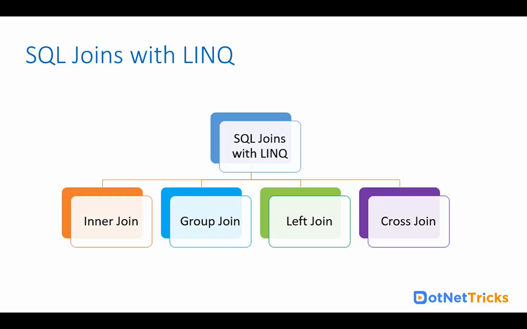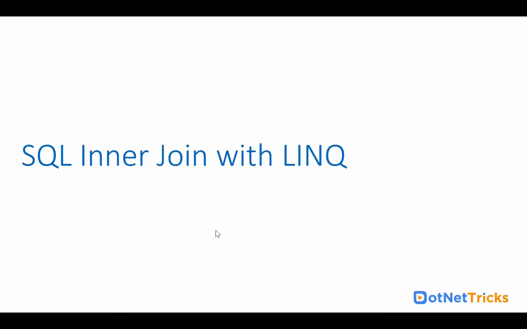If you look at the group join, you might find it new because it's not available on the SQL side. Here it is just a nesting of collection. When there is a parent collection and you also want to get the child collection, this type of group join will help you. Now let's understand each type of join separately in detail so that you have the idea how to write the query for the inner join, group join, left join, and the cross join using LINQ and the LINQPad.